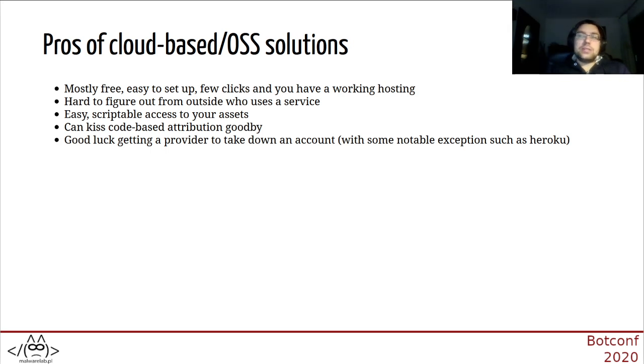From an outsider's point of view, it's kind of hard to figure out if the link belongs to an attacker or not, so if it's a good link or not. For example, you see links from Dropbox. There is no way of knowing who the owner is, what the file is, until you access it. In the case of Google Drive, you get a more or less similar file structure, but you can get some metadata, which I'll be talking about later on. And if you use open source malware, you can kiss code attribution goodbye, obviously, and it's actually hard to get the provider to take down an account or files that they're hosting.